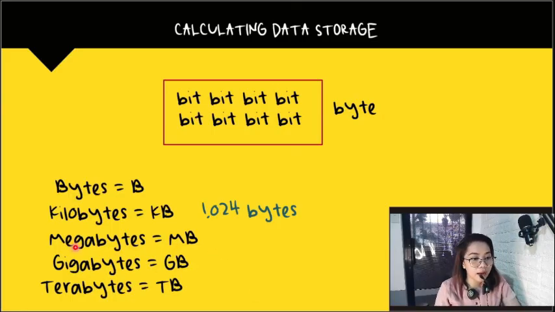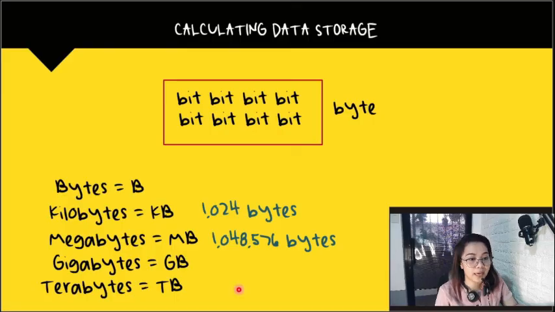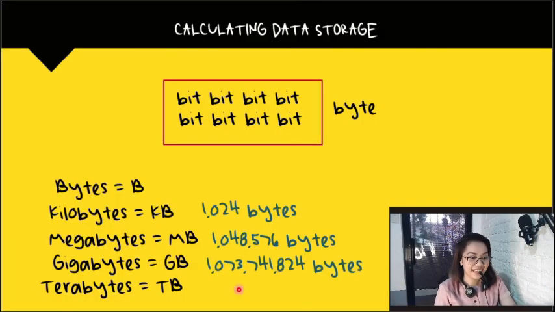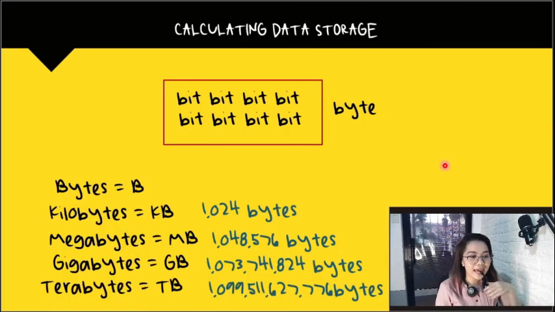We also have the megabytes, which has a total of 1,048,576 bytes. Let's keep moving forward. We have the gigabytes, which has 1,073,741,824 bytes. And for the last one, we have the terabytes, TB, which has 1,099,511,627,776 bytes. Wow, that's a lot. Like the amount of what we have learned in this lesson.